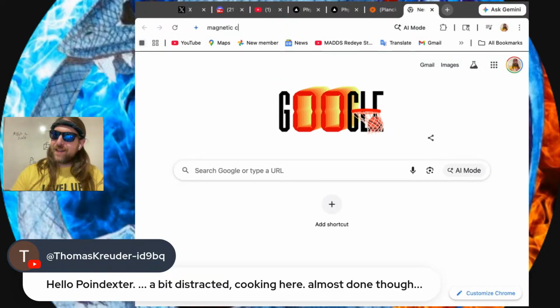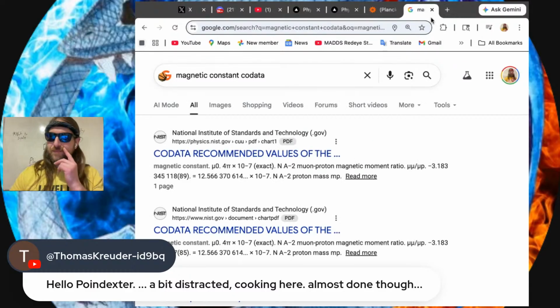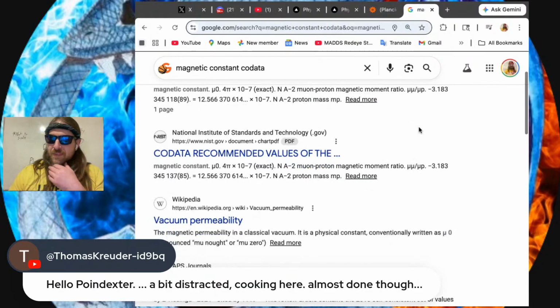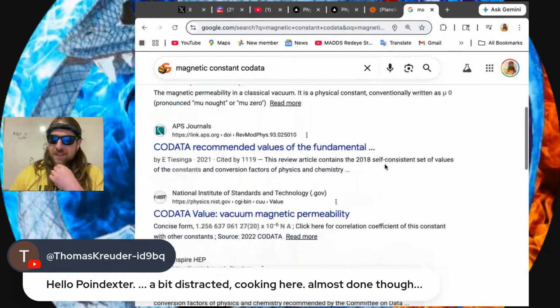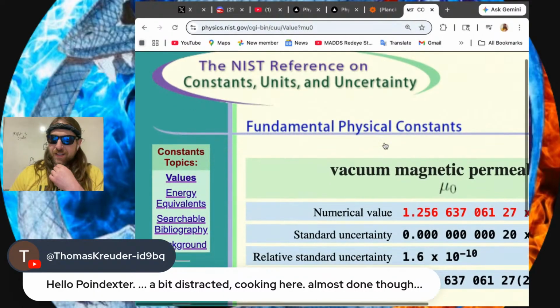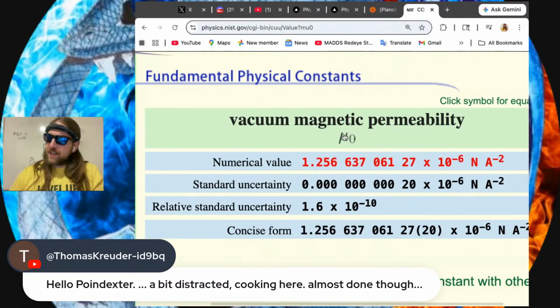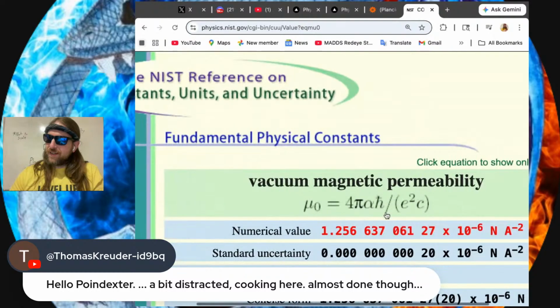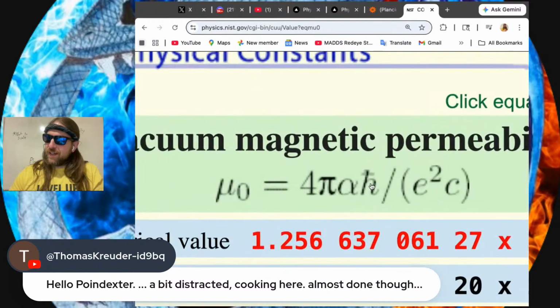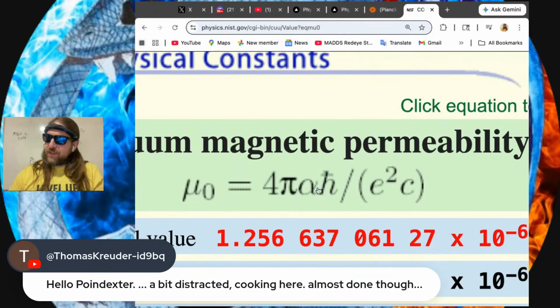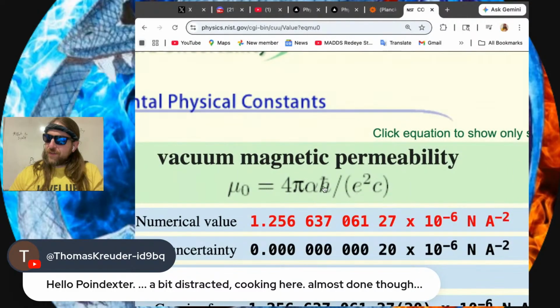But you look at it, I only know just because I checked this the other day. Magnetic constant, CODATA. Let's see. No, this is the 4 pi version. Hold on. Magnetic constant. Okay. So that would mean Ampere's constant is also fine structure constant, h bar, elementary charge, speed of light.